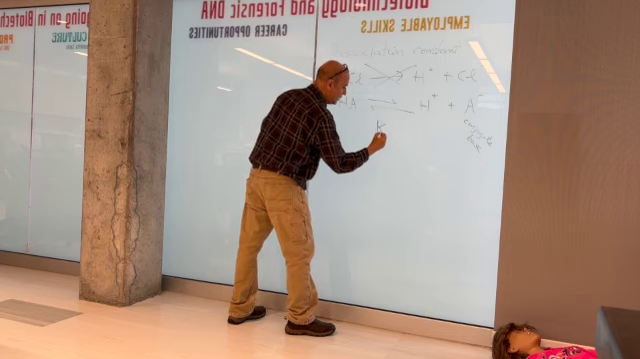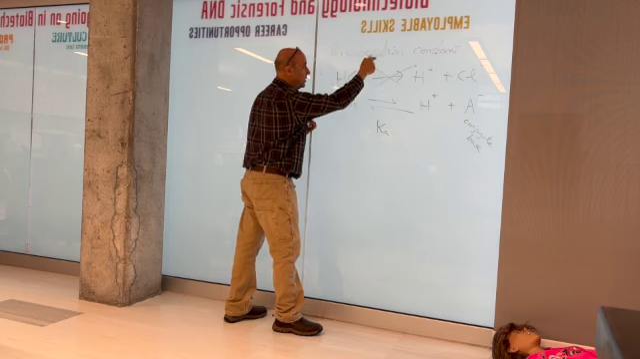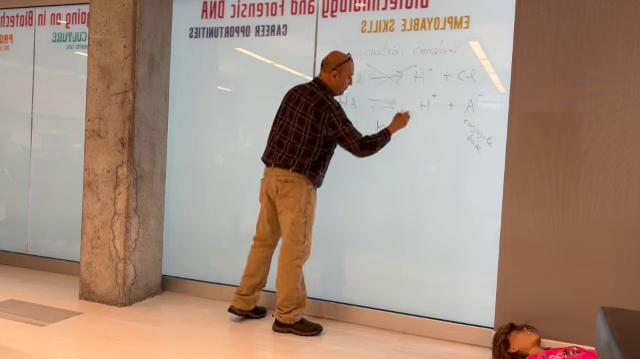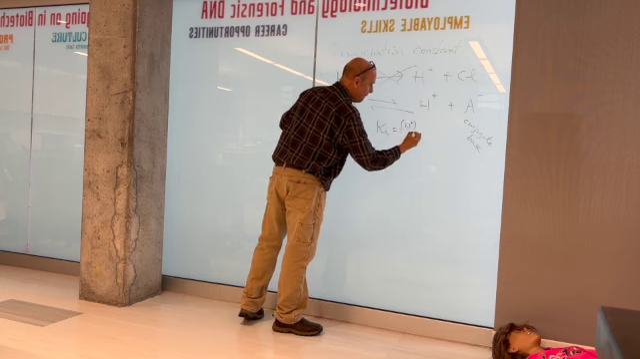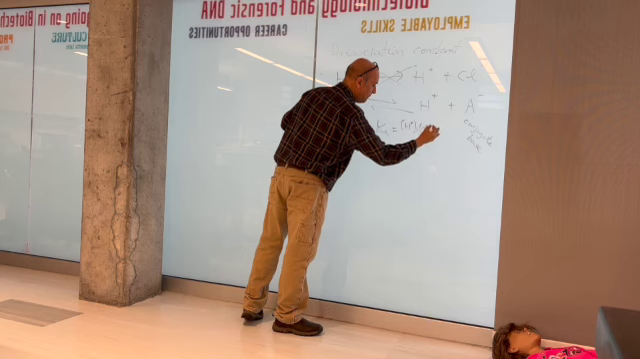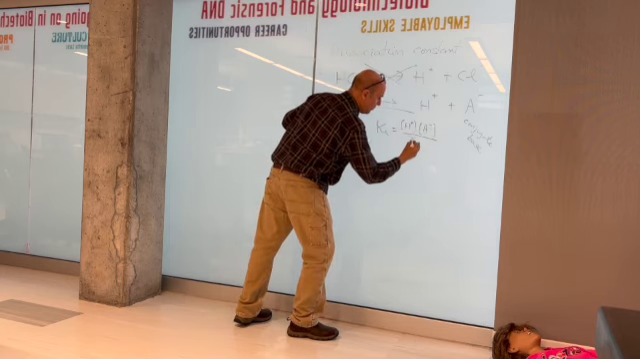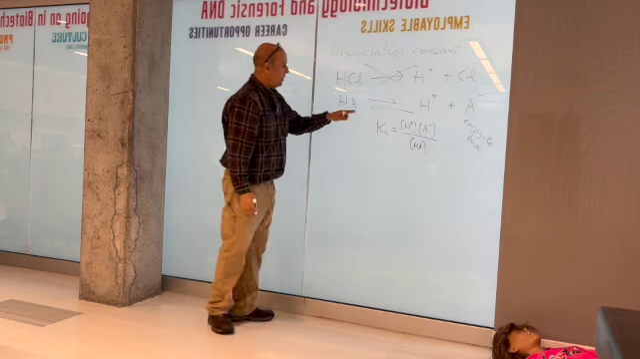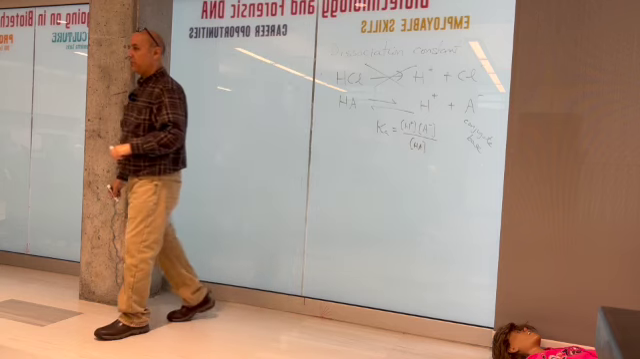So, for instance, in this particular example, I can write an expression for the dissociation constant that is going to look like this. The product of the products divided by the amount of the reactant or reactants. In this case, there's only one. Now, keep in mind that this is all happening in water. So this is all aqueous.